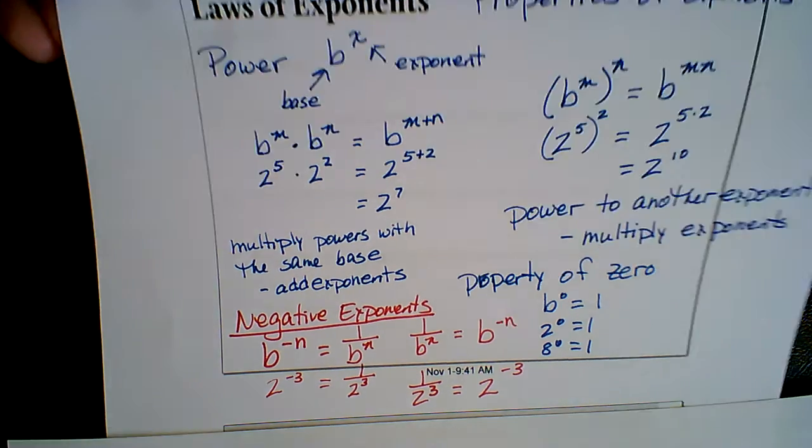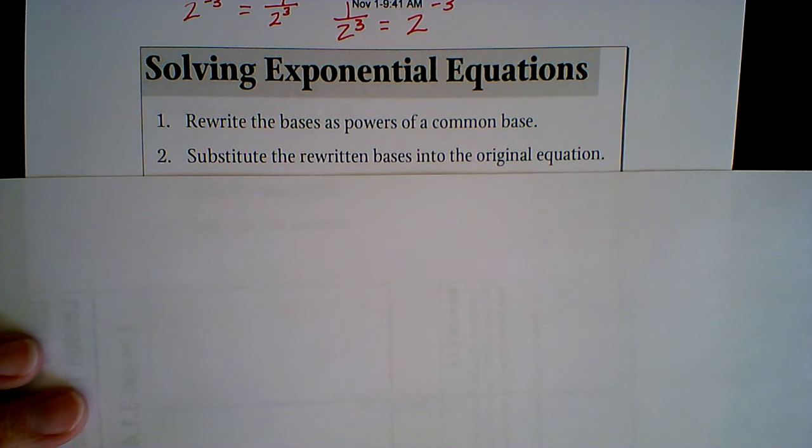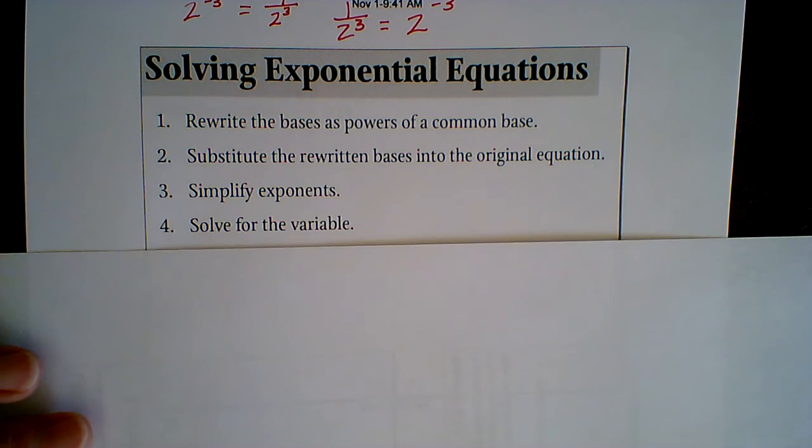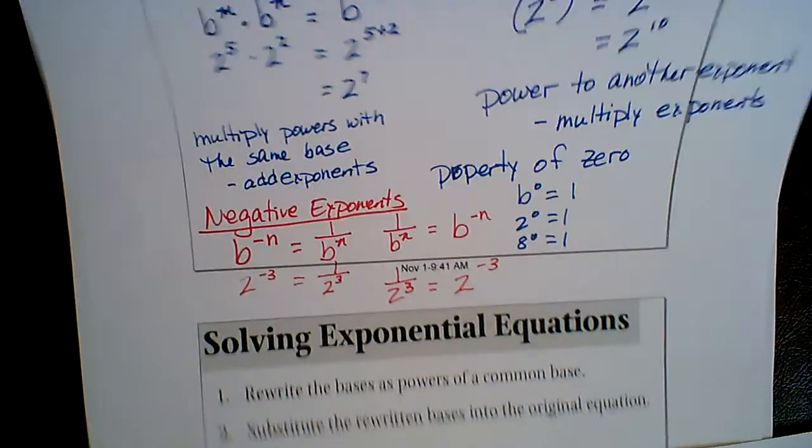Next step in the process, we're going to start solving exponential equations. So here are the steps we're going to take in each of these problems. We're going to rewrite the bases as a power of a common base. Step 2, we're going to substitute the rewritten bases into the original equation. Step 3, we'll simplify the exponents. And step 4, we'll solve for the variable. So let's just work a few of these.